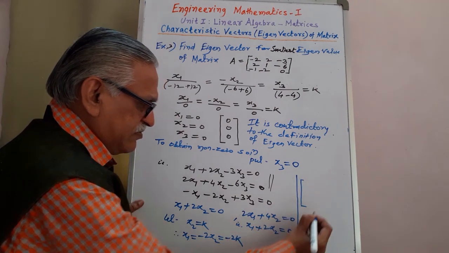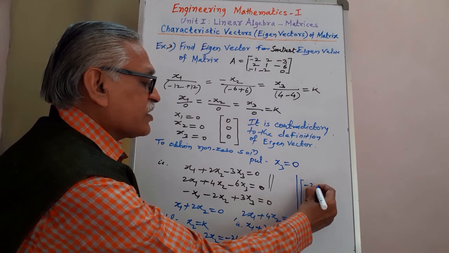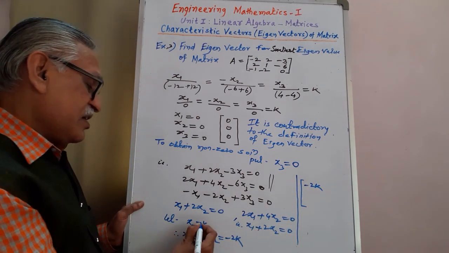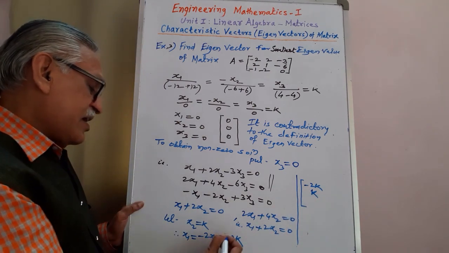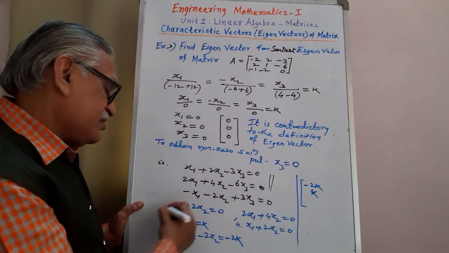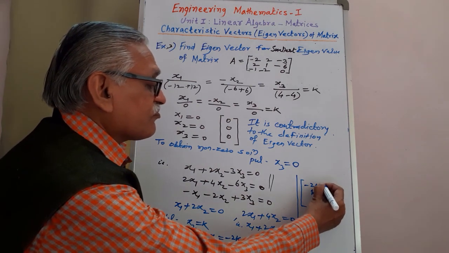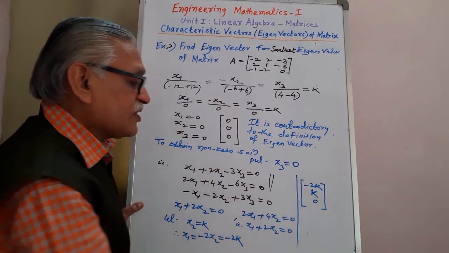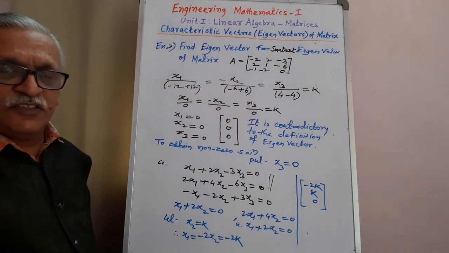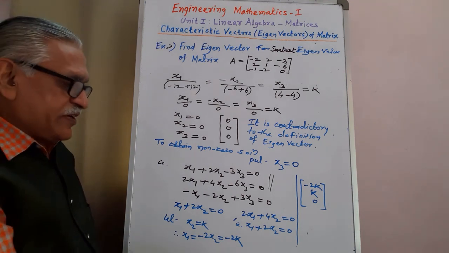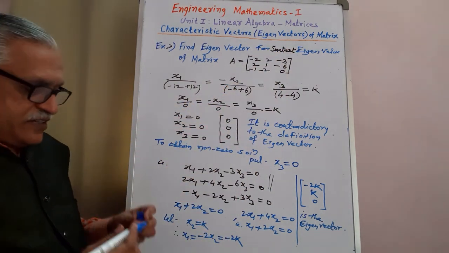is x1 is equals to minus 2k, x2 as k, and x3 as 0. Therefore, like this, I have modified that 0 vector to non-zero vector corresponding to the smallest eigenvalue.